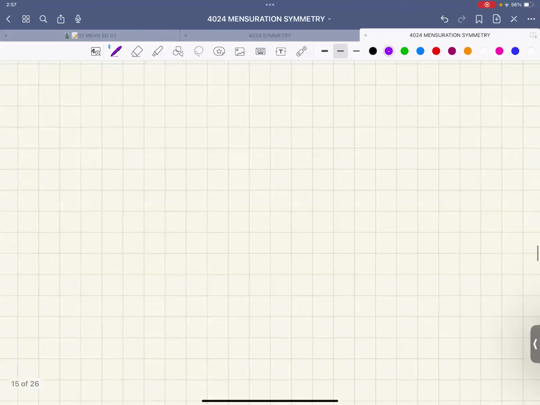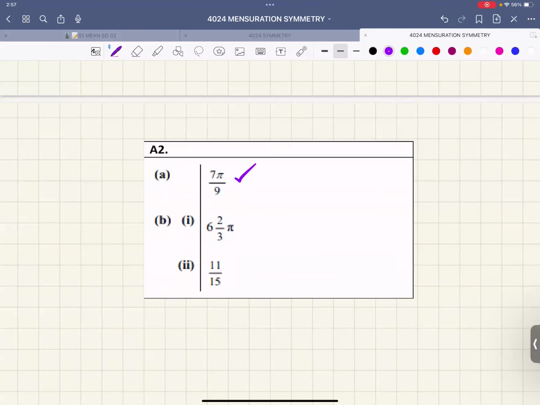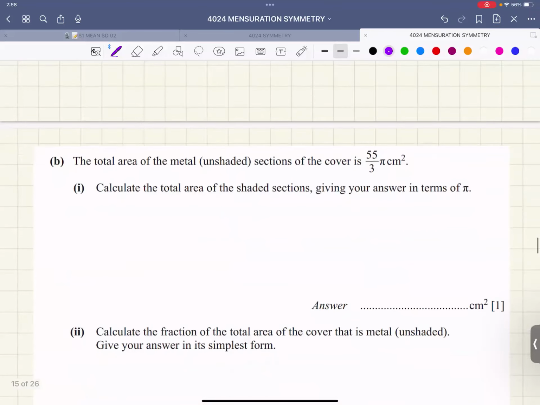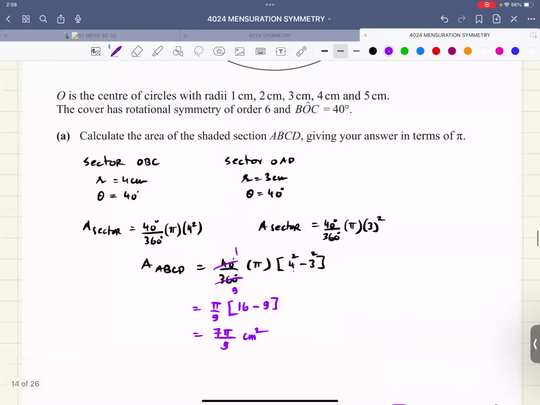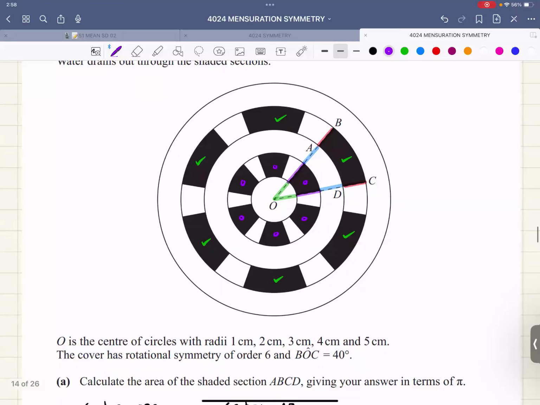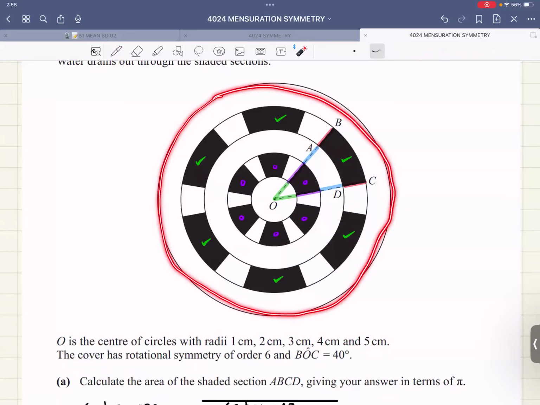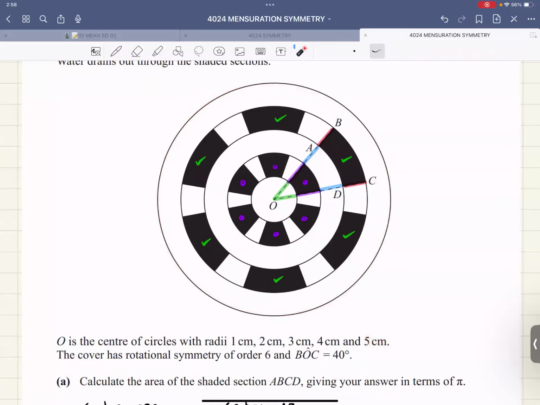Let me check this first answer. So that is 7 pi over 9. Now let's move ahead. Now the question says, the total area of the metal, the unshaded section of the cover, is 55 over 3 pi. Find the total area of the shaded section, give your answer in terms of pi. Now this is a tricky question. First of all, the very last circle, this one with radius 5 centimeter, I don't need this thing. That's the first thing. So basically, I'm interested in this thing.